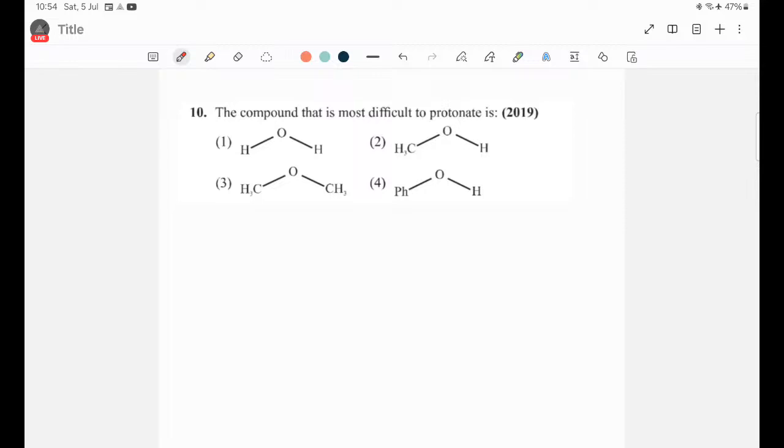The compound that is most difficult to protonate, the question came in 2019. Just think about it. We didn't cover this kind of question in our regular classes, but we gave it so that you think conceptually. If you have that conceptual base, then you can solve this question. You need a little bit of concept to crack this. Protonate means the oxygen will attack the H plus, right?